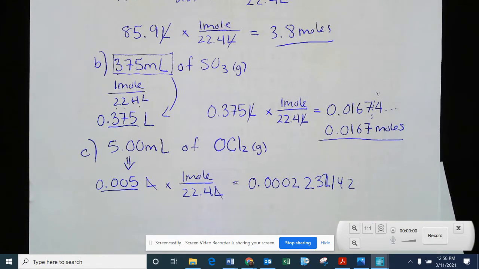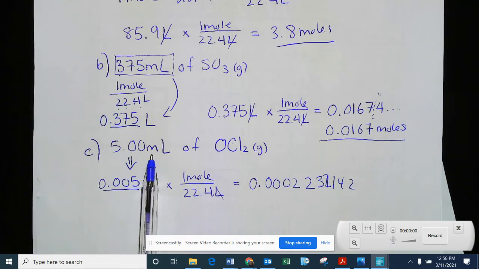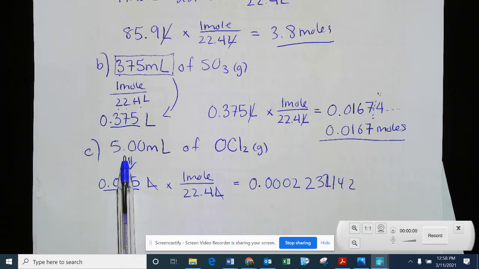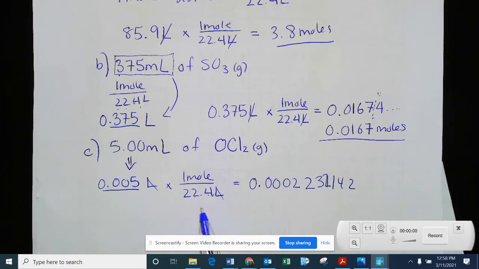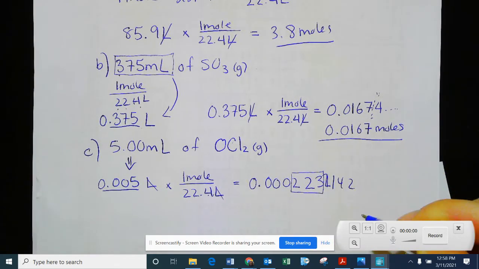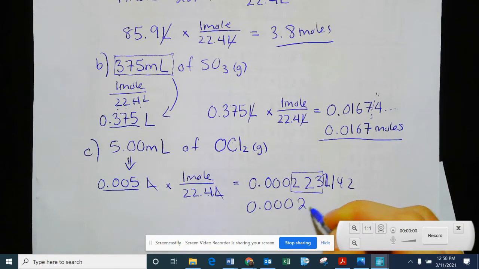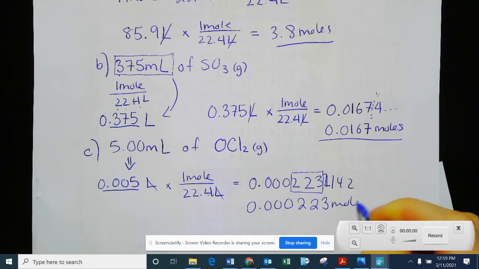And then I'm going to go back and look how many sig figs I have. So this was written out, 5.00 milliliters. That gives me how many sig figs? 3. Any decimals that are after a 0 like this are significant. 22.4, 3. So I'm looking at these 3 figures here as being significant. So you could write 0.000223 moles.